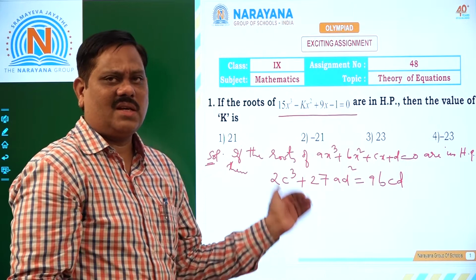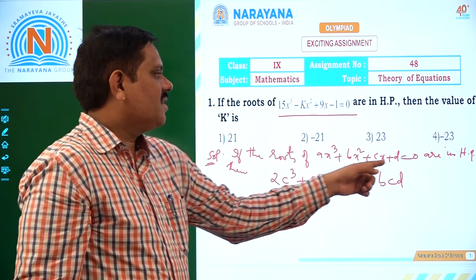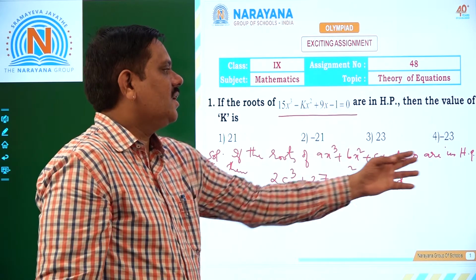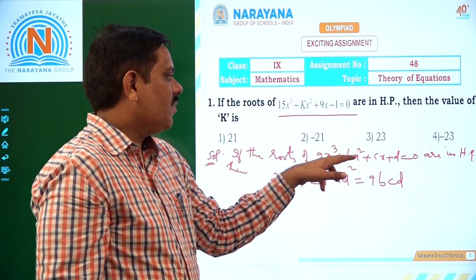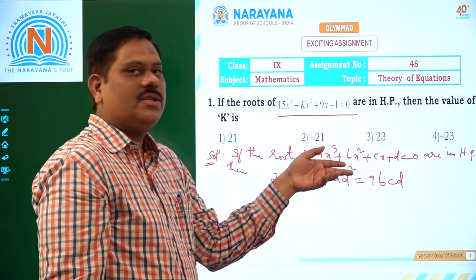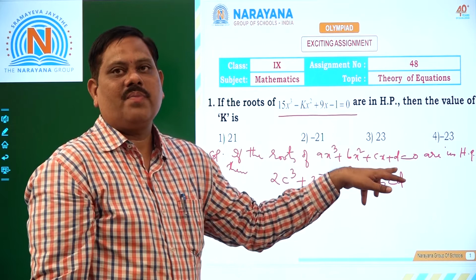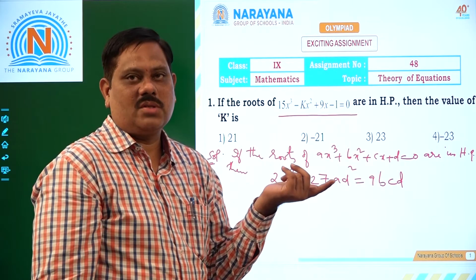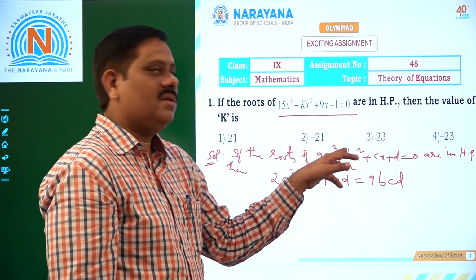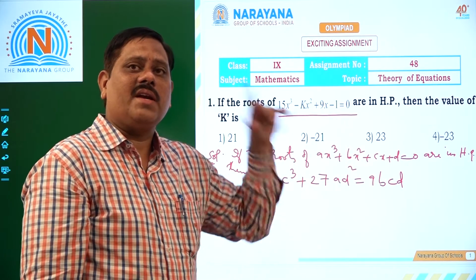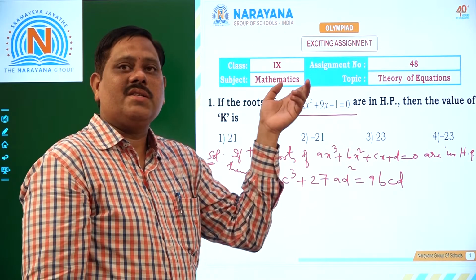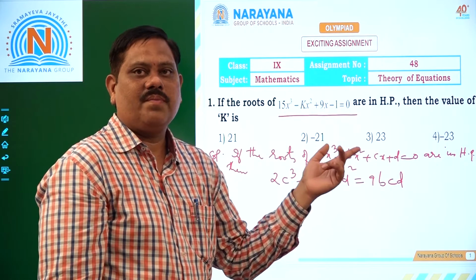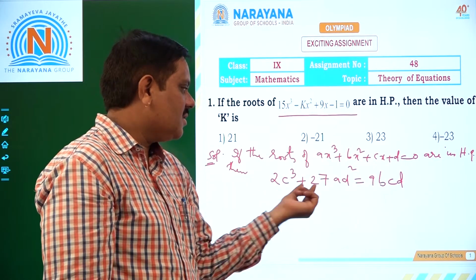This is one of the ways. Otherwise, if this equation is representing roots which are in HP, then its reciprocal. If you find out the equation f1 by x is 0, means the equation whose roots are reciprocal to the given roots, then we get the condition wherein the roots are in AP. Then the AP condition we can use and solve. That is another way. If you want to solve directly, this is the way.